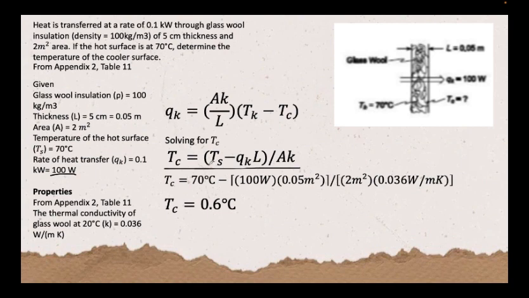Now plug in the given values. Our surface temperature is 70 degrees Celsius, and our heat loss, I mean the rate of heat transfer, is 100 watts, multiplied by 0.05 meters, which is our thickness, and divided by the 2 square meters, which is our area, multiplied by the thermal conductivity of 0.036 watts per meter Kelvin.